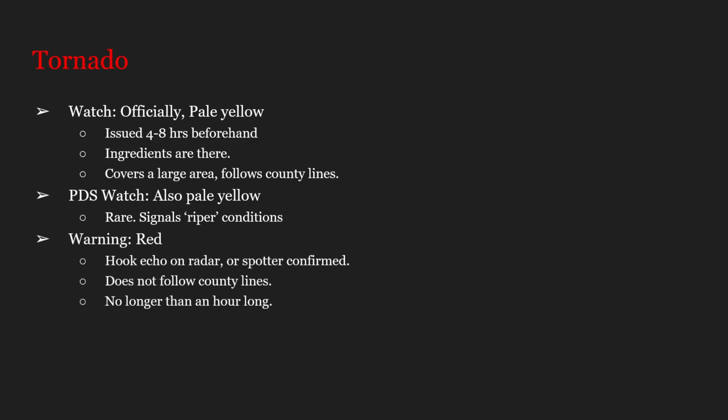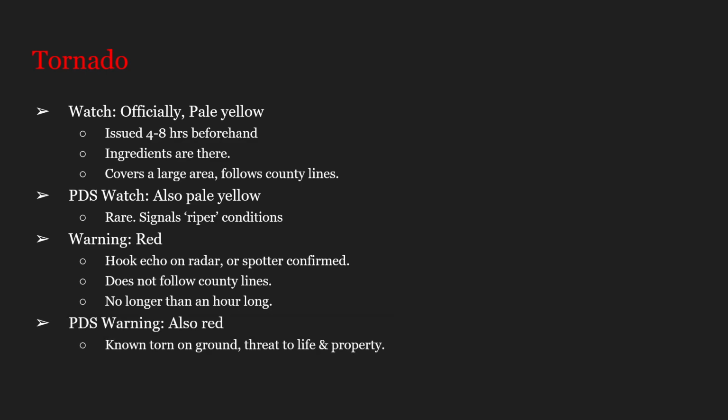The tornado warning is red. There are a few versions of tornado warnings. There is a radar confirmed, meaning that the radar is seeing a hook echo, which is almost always indicative that there is a tornado, not necessarily on the ground, but maybe forming, or definitely possible for sure. Or spotter confirmed, meaning that a person has reported seeing a tornado on the ground. The tornado warning does not have to follow county lines, just like the severe T-storm warning. And again, just like the severe T-storm warning, these do not last any longer than an hour. Again, generally, you are looking on the shorter side of things, from 30 to 45 minutes.